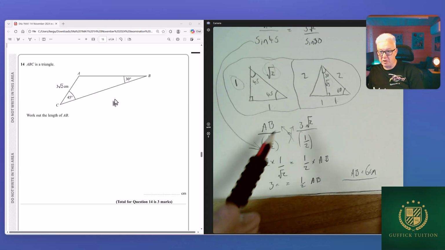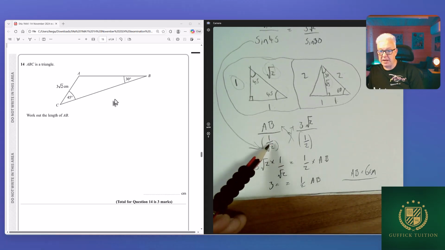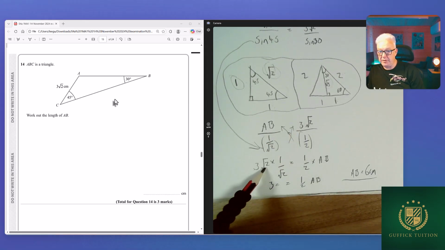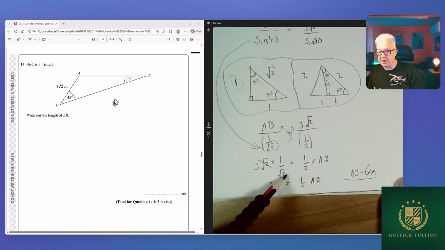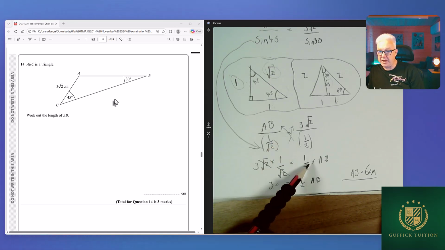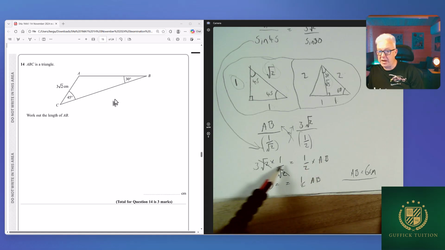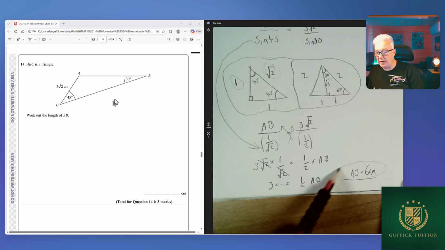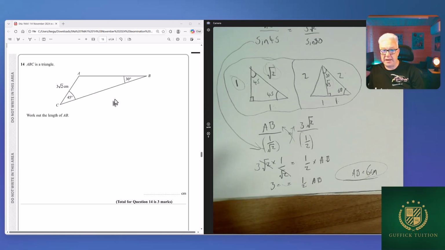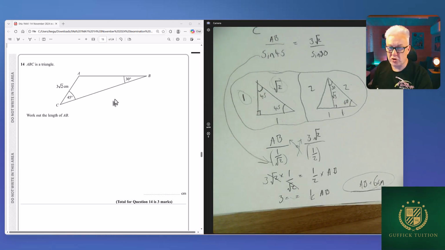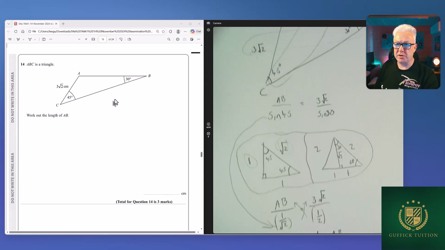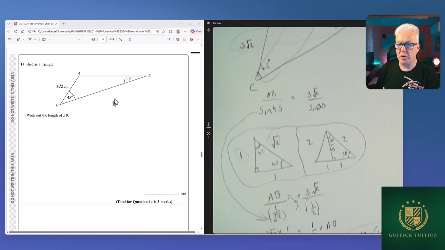So now we can cross multiply. That times that equals that times that. So 3 root 2 times 1 over root 2, they're going to cancel and just give us 3. And then a half times AB is a half AB. So we have 3 equals a half AB. So times everything by 2, and we have the final answer that AB is 6. So quite a nice question, but tricky. Both of those, questions 13 and 14 in this video, were tricky.